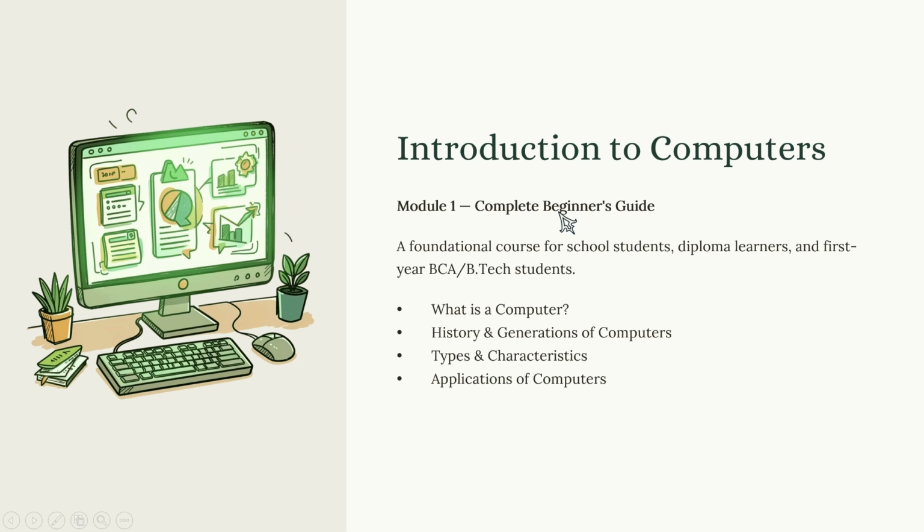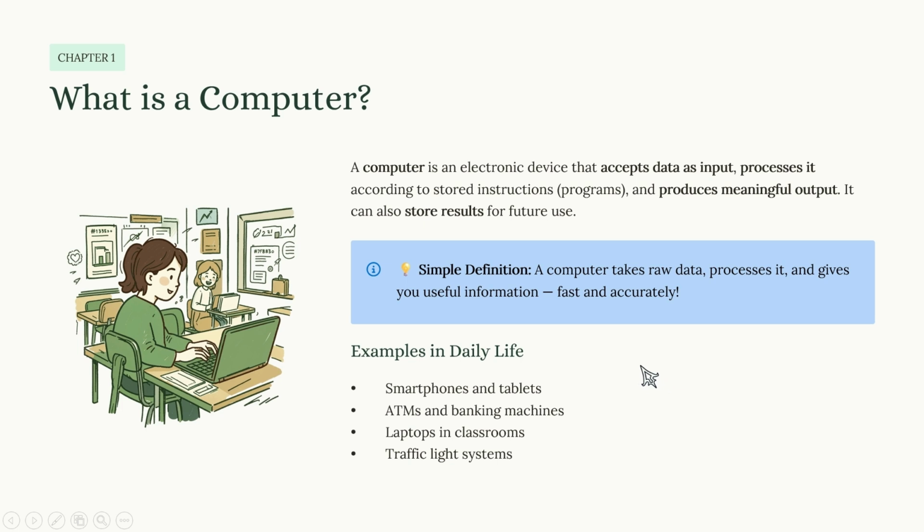Before we begin, let's look at what we are going to cover in this lesson. We will understand what a computer is, explore the history of computers, learn about the different generations and types of computers, discuss their characteristics, and finally see how computers are used in different fields. Many students think this topic is very basic, but it forms the foundation of computer science. Once you understand these concepts, learning advanced topics becomes much easier. So let's begin with the most important question.